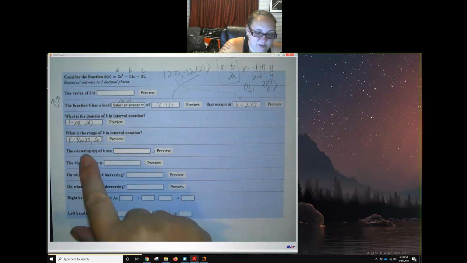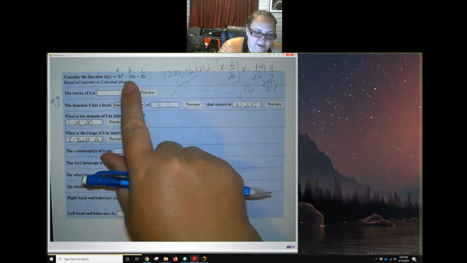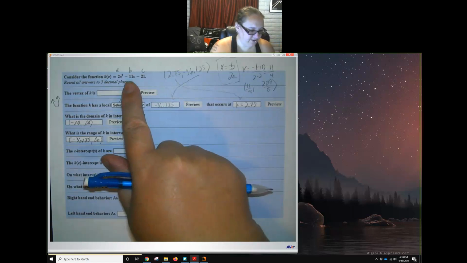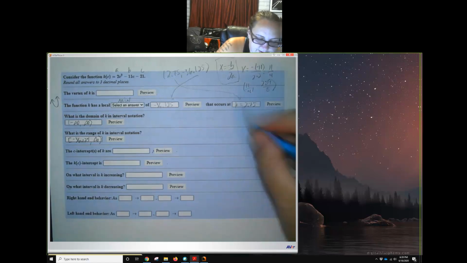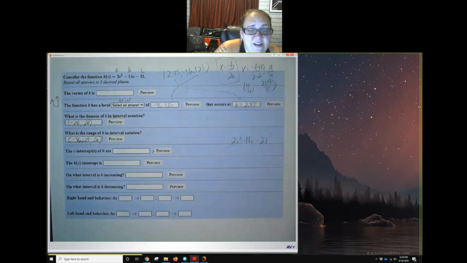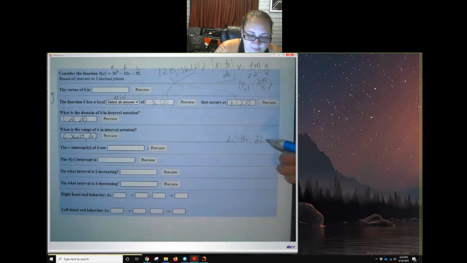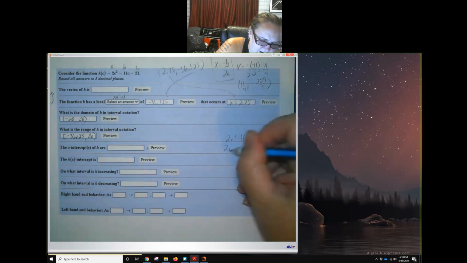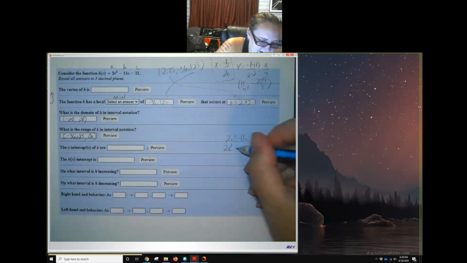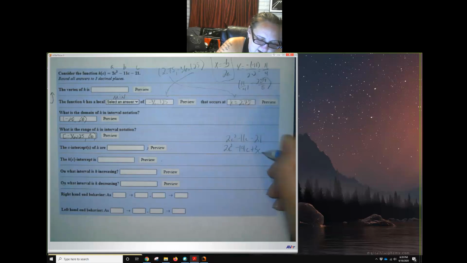Now, to find your intercepts, we have to solve this. Does this factor? 2 times 21 is 42. 42 divided by 3. Yes, it does. Okay. So 2c squared minus 11c minus 21. If it doesn't factor, then you have to use the quadratic formula, but that would be annoying. So 2 times negative 21 is negative 42. Two numbers that multiply to negative 42 and add to negative 11 are a negative 14 and a positive 3.